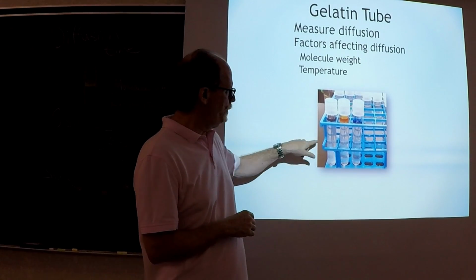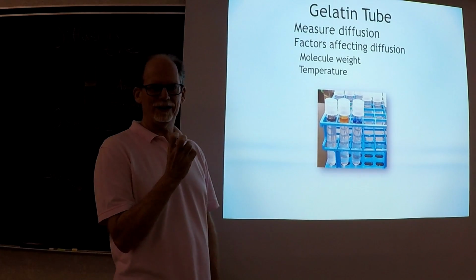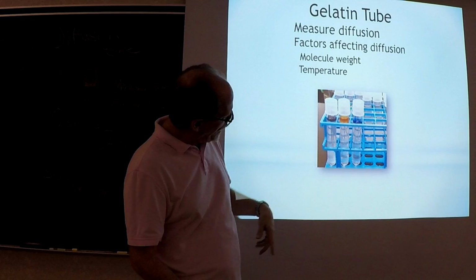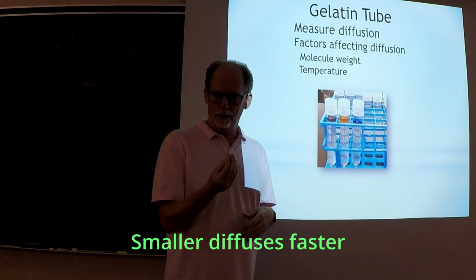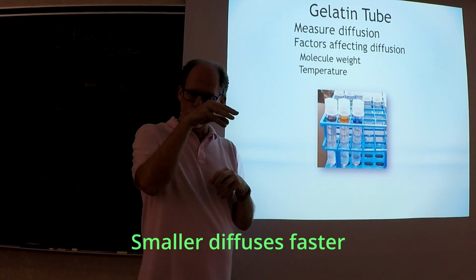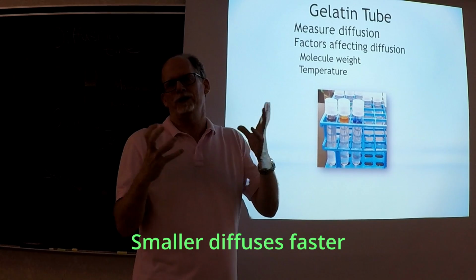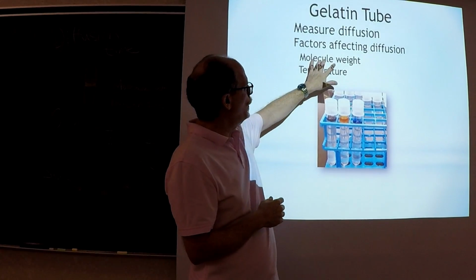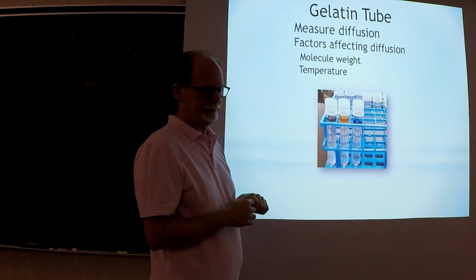If it's having to diffuse through this gelatin, which is a protein, it kind of gets in the way, so it will slowly diffuse down the tube. I'm sure gravity helps it to some extent. But you would expect the smaller the molecule, the smaller the molecular weight, the easier it would be to diffuse. The heavier it is, it just takes more work. So you'd expect as molecular weight increases, it would slow down diffusion.